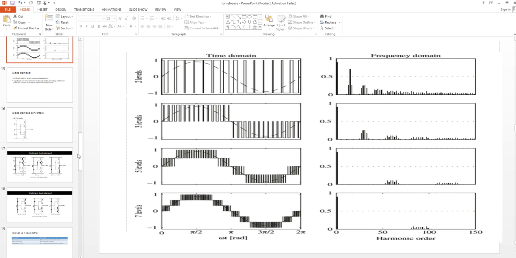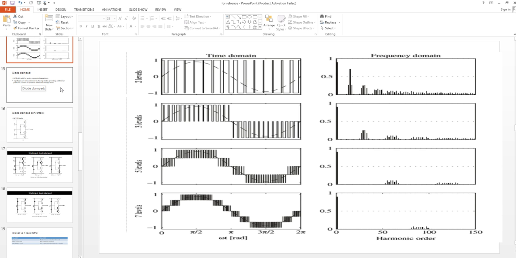Okay, according to the literature, various types of multi-level converters have been proposed in the past. So let us discuss what types of multi-level converters are present in the market.